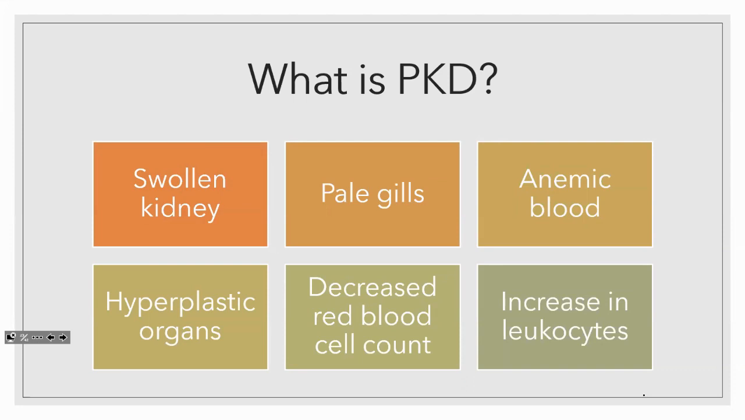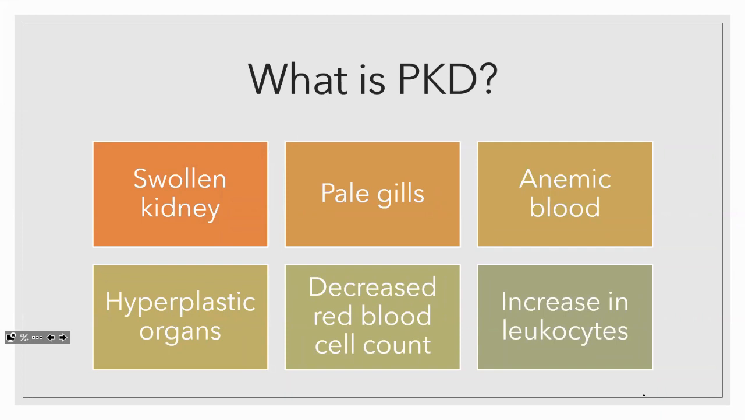Hyperplastic organs is something that I wasn't familiar with before I began this study. Hyperplasia refers to when a disease process occurs that leads to organs becoming damaged and becoming thicker, like a tumor-like response to the presence of the parasite. Additionally, as you can imagine, decreased red blood cell count and anemic blood lead to difficulties in respiration for the fish, which can cause a whole set of problems on its own.